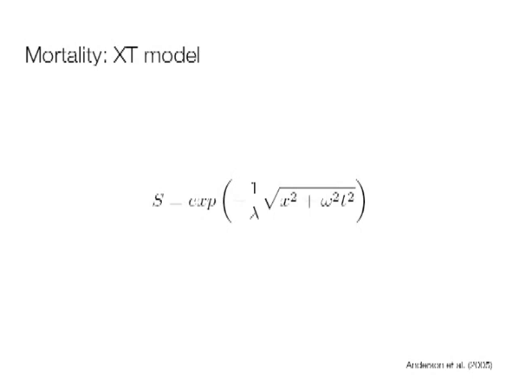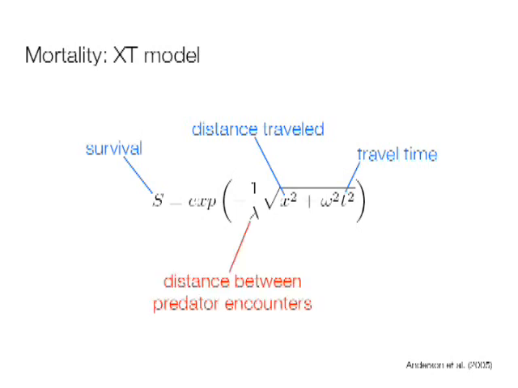Another thing that we've incorporated into this model, which we think is important, is mortality. So we're using this XT model that was put together by Jim Anderson and all. And it's called the XT model because the probability of survival is a function of the distance traveled, so that's X, as well as the amount of time spent traveling. And then you'll see two other parameters in there. One is this lambda, which is the mean free path. You can think of that as the distance between predator encounters.